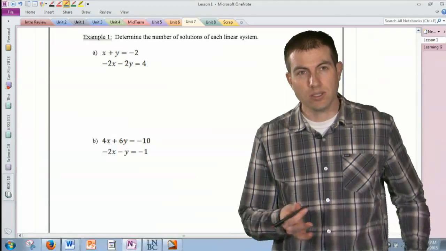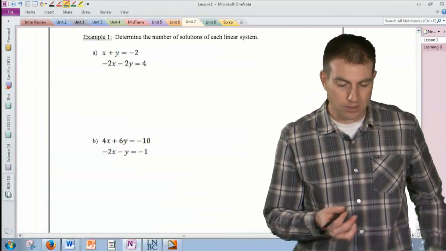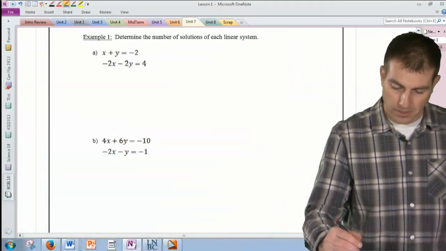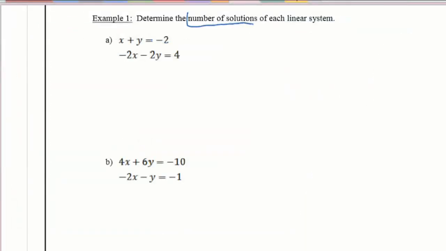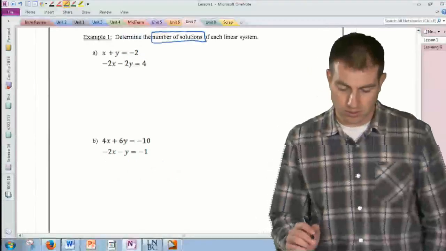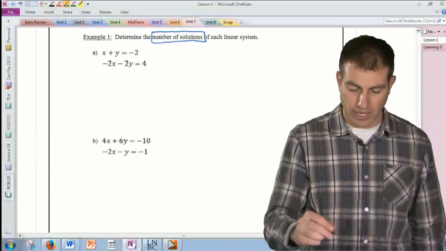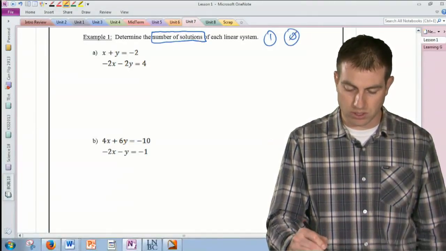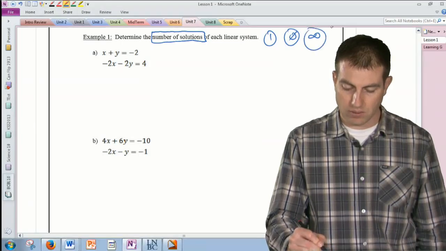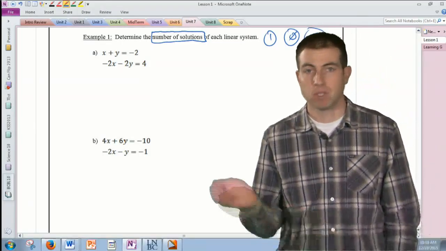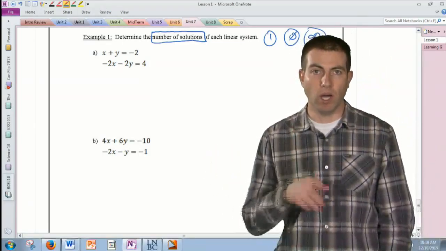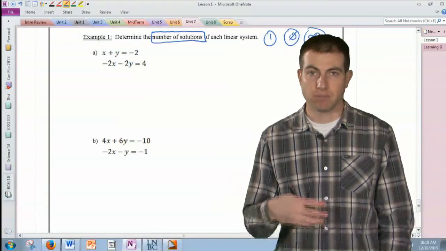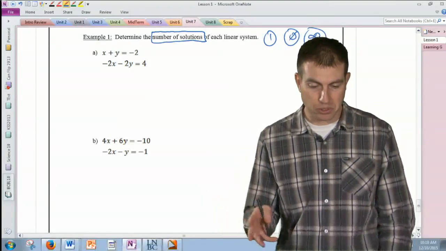I'm going to maybe look at a few of these examples, have about 10 minutes, and we're just going to solve them. And the question is a bit kind of misleading, perhaps. It asks, determine the number of solutions. So the question isn't asking us what the solution is, it's asking how many solutions there are. So we have 3 choices. We have 1 solution, we have 0 solutions, or we have infinite solutions. That's what your answer is going to be. 1, none, or infinite. That's it. Those are the 3 choices.